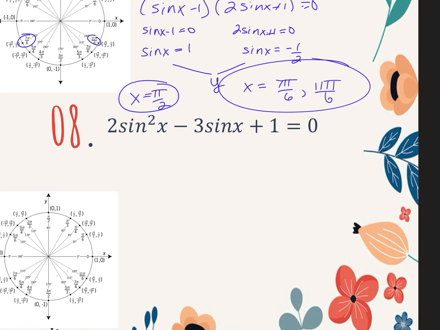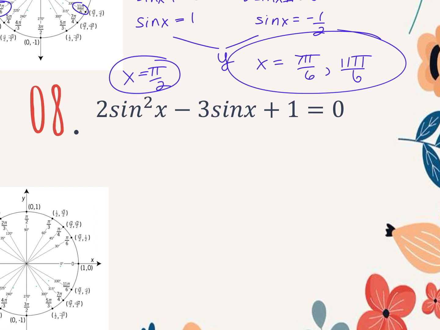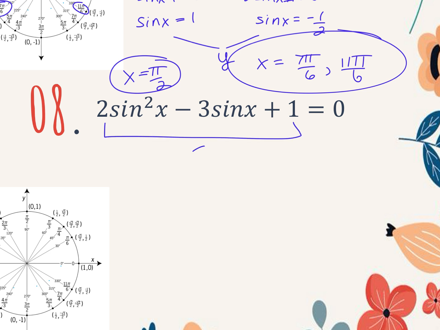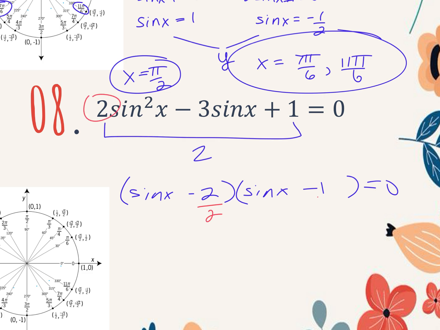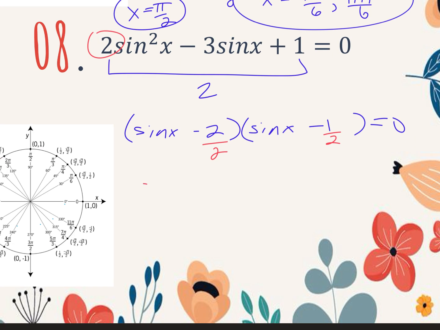All right, let's do the last one. Again, this is just a factoring problem, guys. This is 2 times 1. What are the factors of positive 2 that multiply to give you positive 2 but add to give you negative 3? Negative 2 and negative 1. So negative 2, negative 1. Since my a term is not 1, I have to divide both factors by the a term. So this ends up being sine x minus 1 equals 0. And sine x minus 1/2 equals 0.